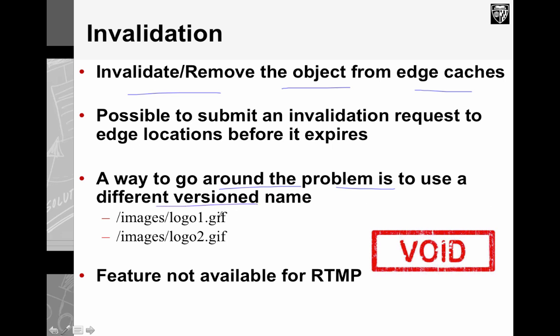For example, you may have a logo for your website, and logo is a perfect example of putting something in CDN. You may call the first version of the logo /images/logo1.gif. If logo changes, then you can change it to /images/logo2.gif, and then you can change your web application to be logo2.gif. In this way, logo1.gif is there in the cache and it'll expire whenever it needs to expire, but logo2 is what is going to be used by the clients, because when they get to your website, they'll be seeing a new link to logo2. By the way, invalidation is a feature that is not available for RTMP.